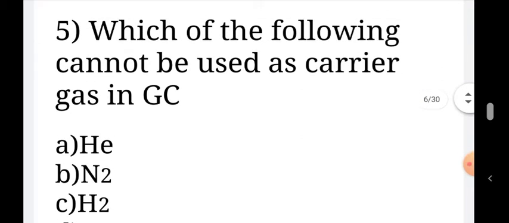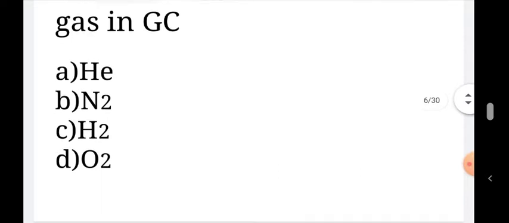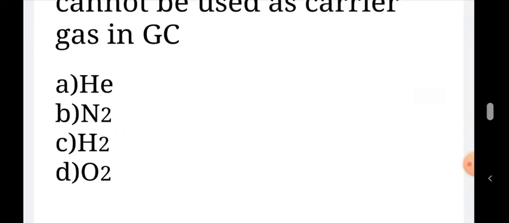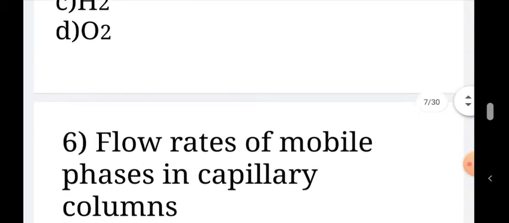Which of the following cannot be used as a carrier gas in GC? Helium, nitrogen, oxygen, hydrogen. The correct answer is oxygen. Oxygen you cannot use as a carrier gas. The other three, helium, nitrogen and hydrogen, can be used as carrier gases.